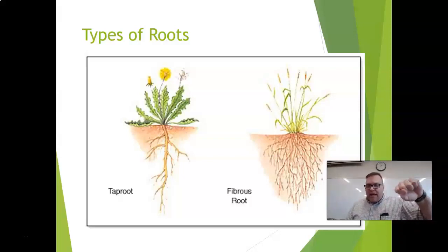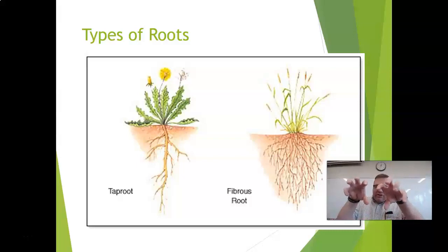If I wiggle that back and forth a little bit, or like in the Bugs Bunny cartoon, if I grab it hard enough, I can pull that thing right out. So a taproot is not very good for anchoring the plant. Okay? Fibrous roots are much better against soil erosion. So when the water comes in and wants to erode the soil and carry the plant away, a fibrous root system will grab on and make sure that it doesn't go anywhere. It serves as a much better anchor.